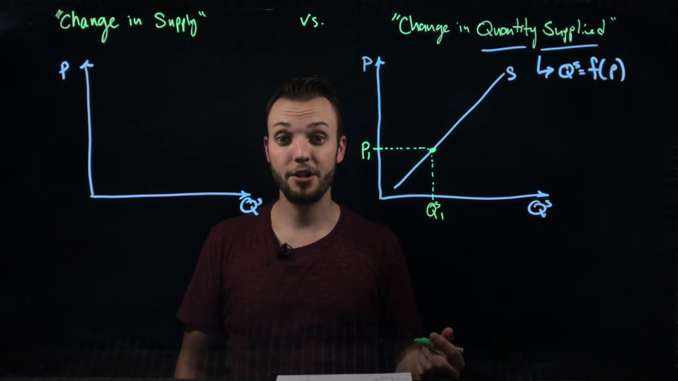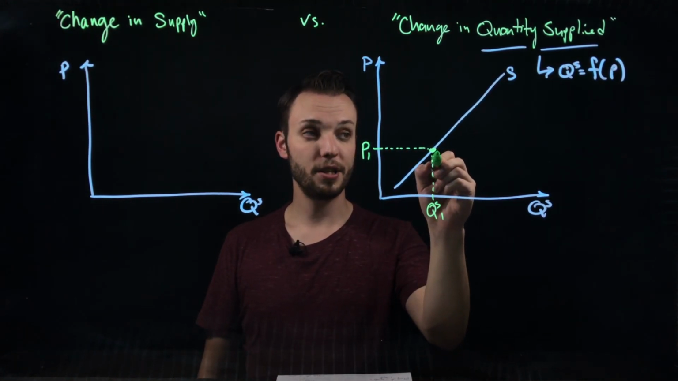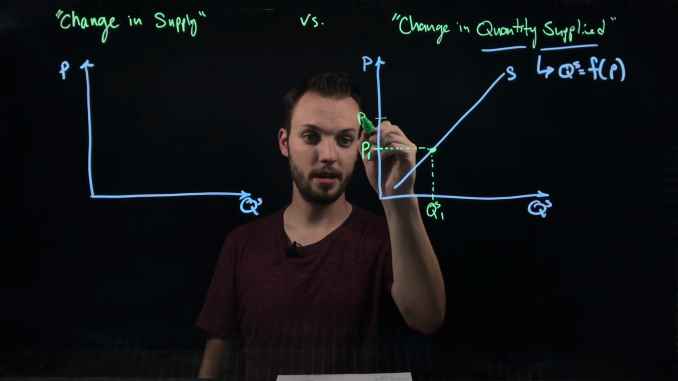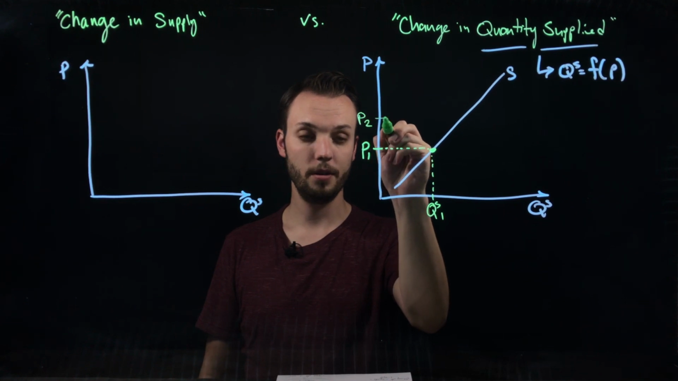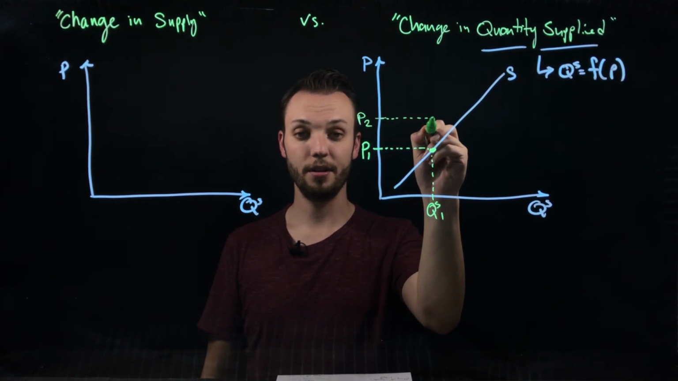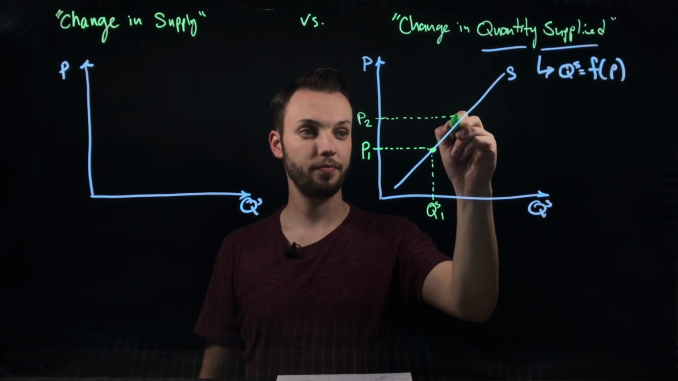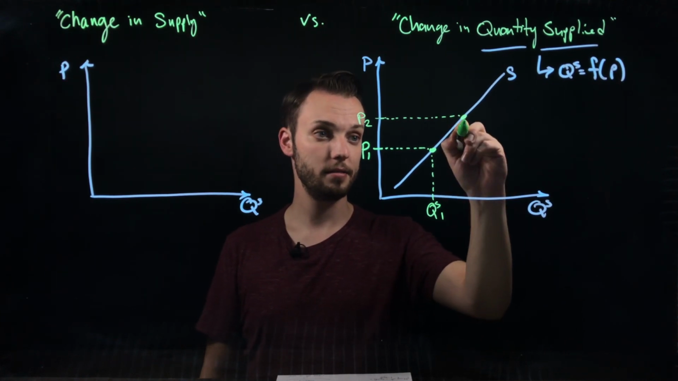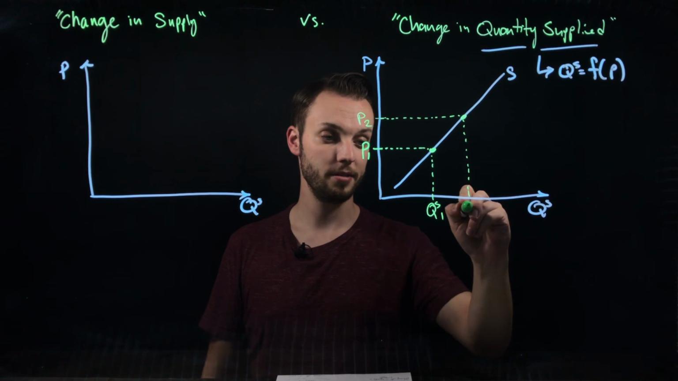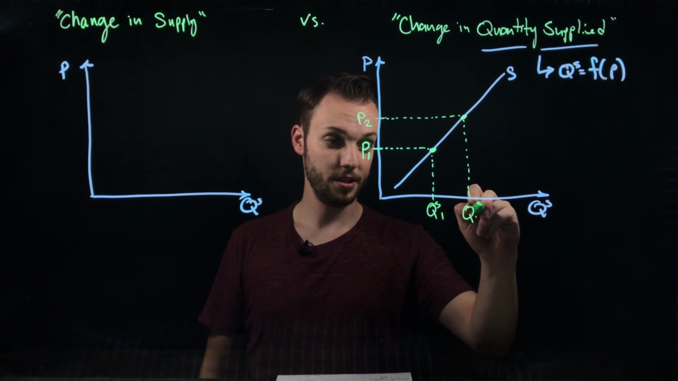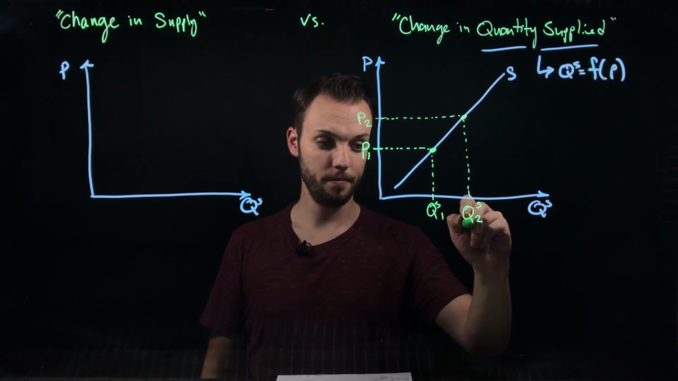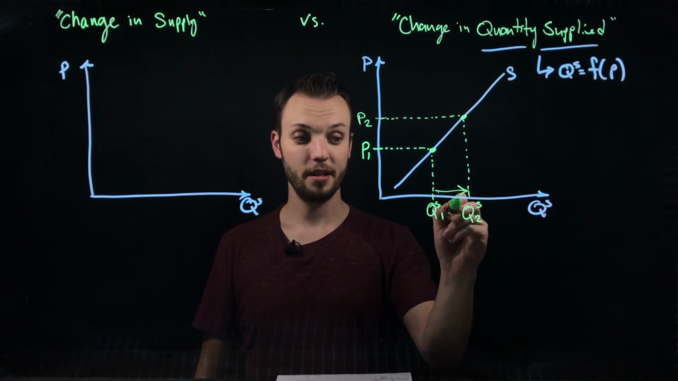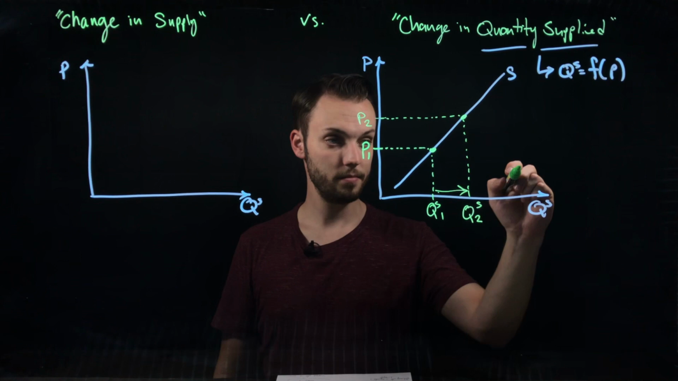Now, suppose that the price changes, right? Suppose that the price increases, say from P1 to P2, and we plug that into this function. Well, we're going to get a different quantity supplied with this different price. So let's say that's QS2. Okay, so that's an increase in the quantity supplied.